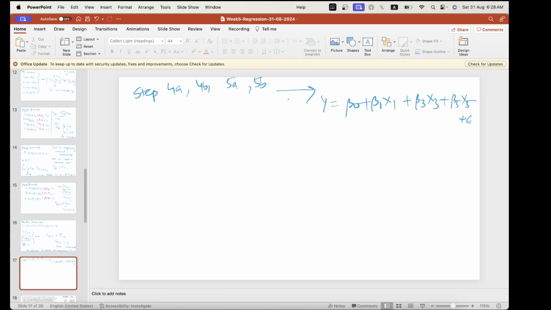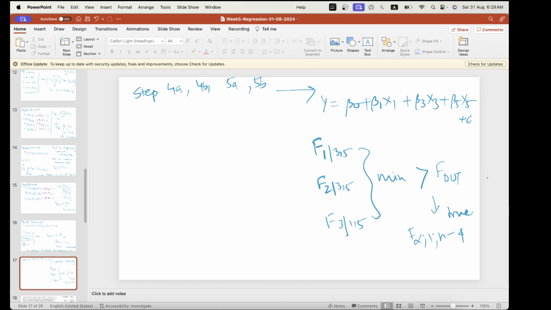Okay, so if after 5b we land up at this stage and we find that if 1 given 3 5, if 2 given 3 5, and if 3 given 1 5, and we take the minimum. Okay, so if we find that the minimum is greater than the alpha out criterion, which is of this model 1 2 3 4, so if we see that this is true, then we stop and we declare that okay, this is the final model by stepwise regression.